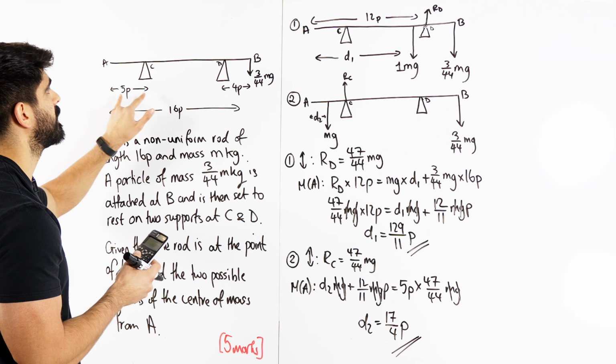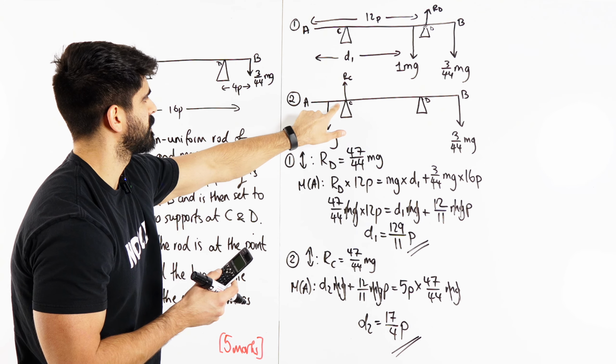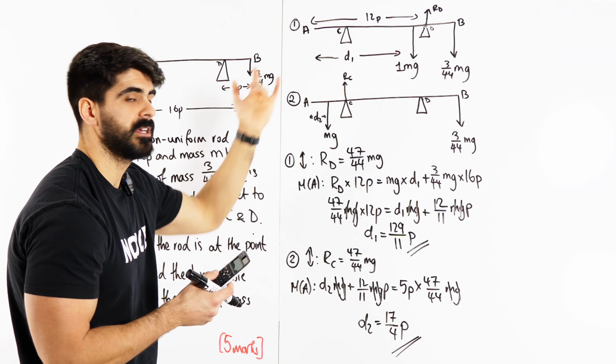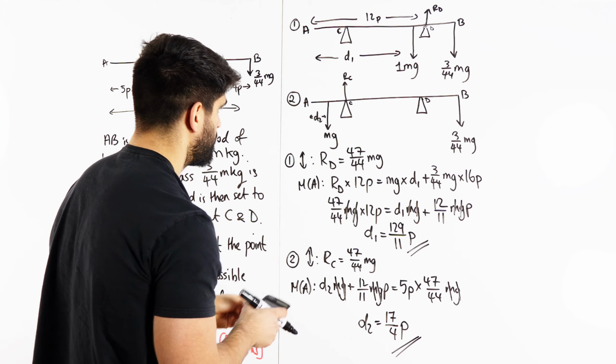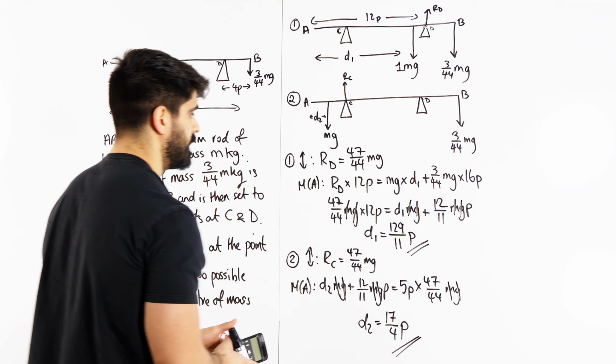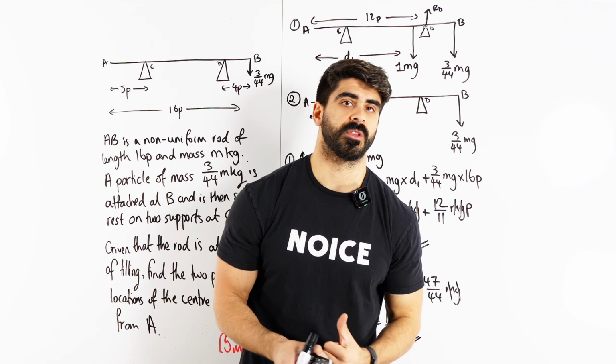So this is 5p, this is 4.25, so maybe much closer here, but in terms of the diagram, it doesn't make a difference. But there you go, guys. Still a reasonably tough question. Students would really struggle with a question like this.